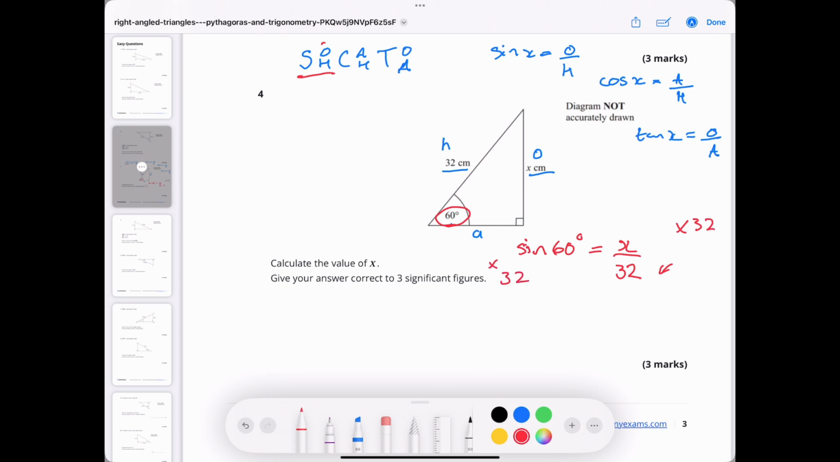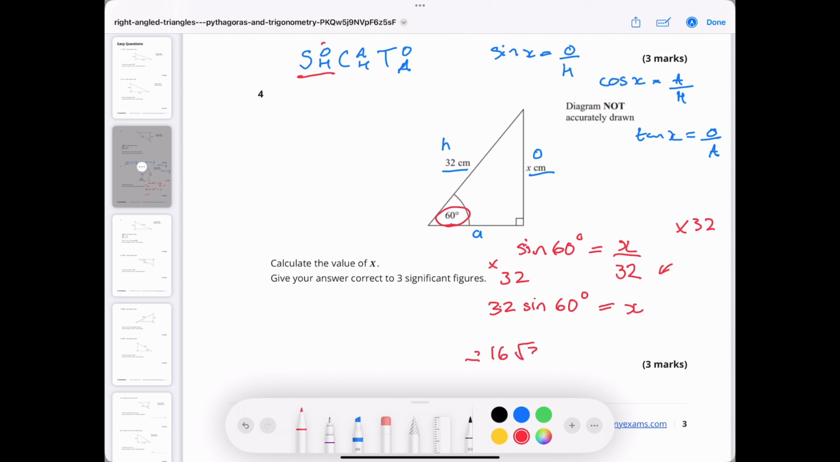Now, if you put 32 over 32, you get 1. So that means you end up with just X on its own, which is often what we're trying to achieve when we do this. So we times sine 60 by 32, and you don't times out the angle, you just times out whatever the answer might be. Now, the answer to 32 sine 60, you can put this straight into your calculator. 32 sine 60 equals, and it's 16 root 3.